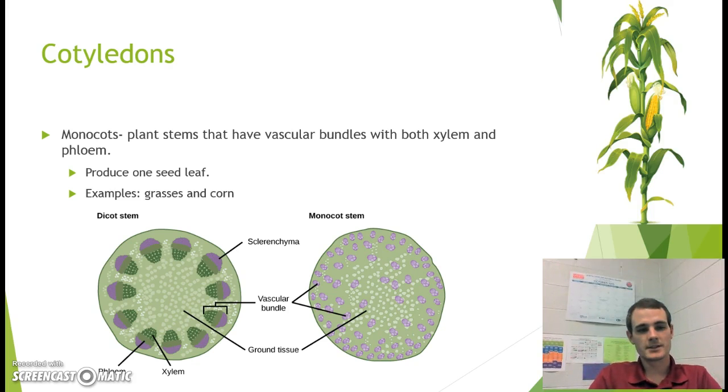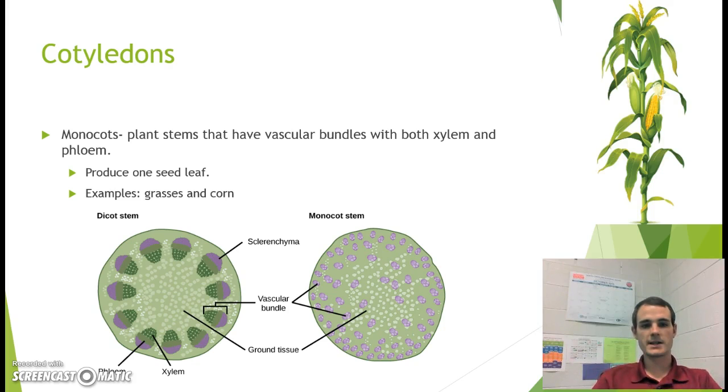So cotyledons. When we talk about the stems of plants and even the whole plant anatomy, you've got to know what cotyledons are. Cotyledons are those first leaves that come on the plant. They're not true leaves. You've seen all those when we planted our gardens. So there's monocots, plant stems that have vascular bundles with both xylem and phloem. When monocots arise out of the soil, they're only going to have one seed leaf. There's only one leaf coming out of that seed. An example would be a grass or corn.